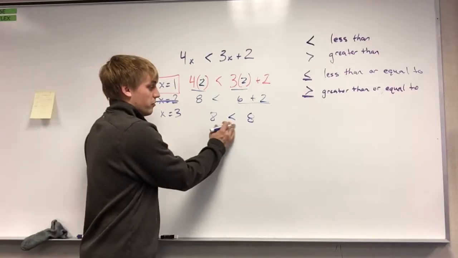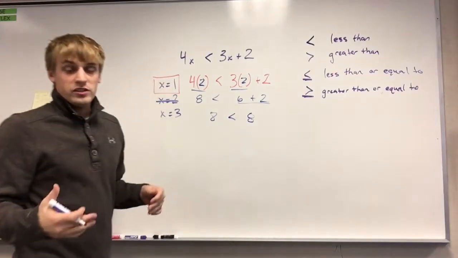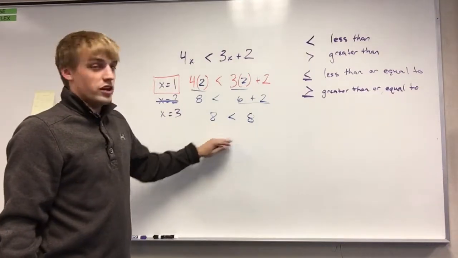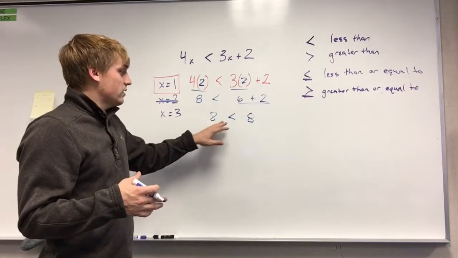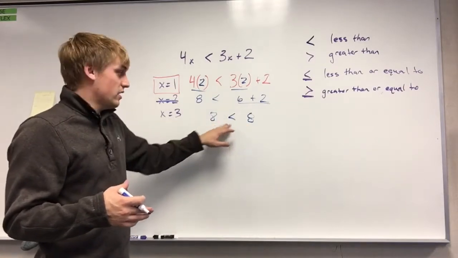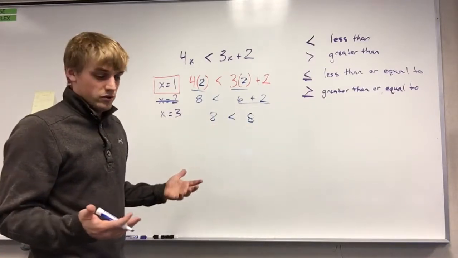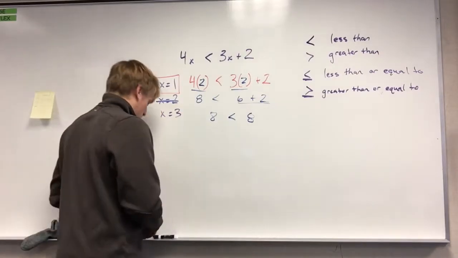Okay, so you got to be careful. You got to read it out loud or read it to yourself to make sure that you're getting it right. And I think it's easiest when you hear it out loud. So 8 less than 8. Is 8 less than 8? No, it's not. It's equal to. So this does not work. Okay, let's try the last one.